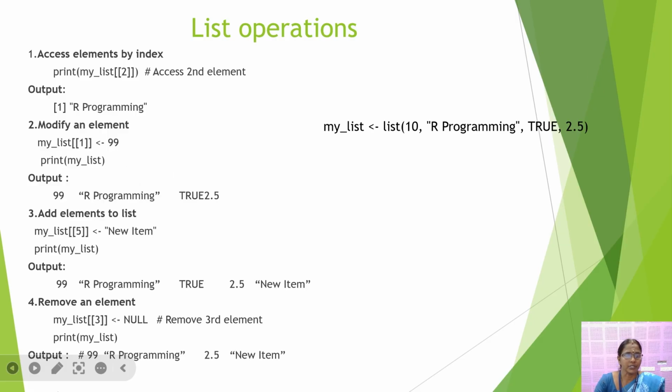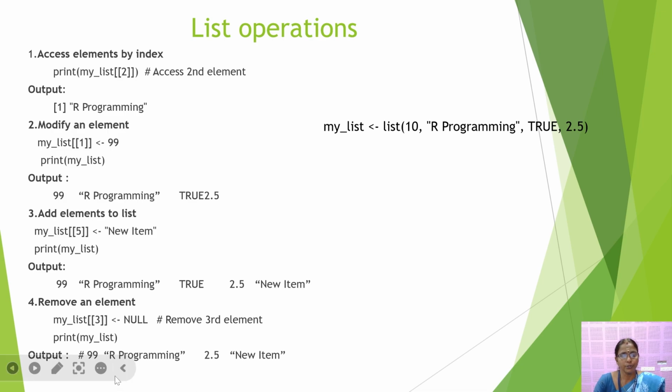Okay, so next, add elements to the list. Adding elements to the list means, suppose you want to add one more element to the list, how to assign. In this list they have 4 elements. You want to add a 5th element, so that 5th element can be assigned to the 5th position. So print of my list will display 99, R programming, true, 2.5, new item. The last newly added element is displayed in the 5th location, that is new item.